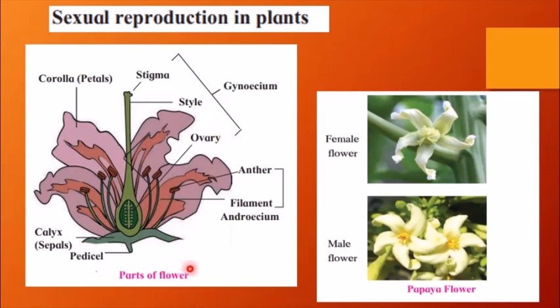Now in some flowers, for example here in this hibiscus flower, male and female parts are present in one flower only. But if you see the papaya flower, the female part is different and the male part is different. So these are called bisexual flowers, that is, if the androecium and gynecium are present in the same flower. So hibiscus is bisexual, and if they are present in separate flowers, then it is called unisexual.